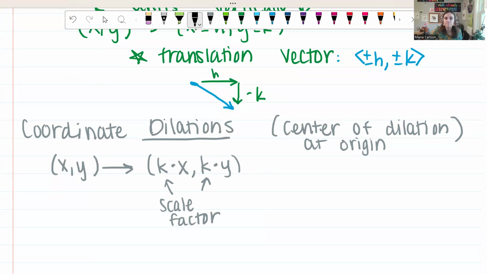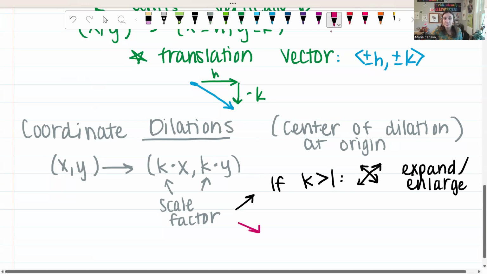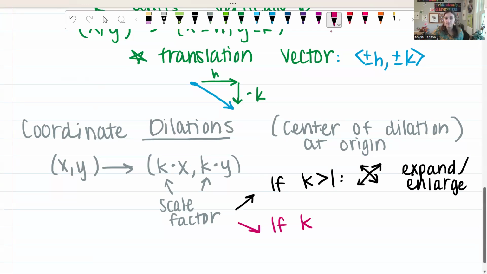Now, if k is some number bigger than 1, then this shape is expanding, right? Or enlarging. It's getting bigger. But if k is less than 1, then it's shrinking, right? Or it's condensing.